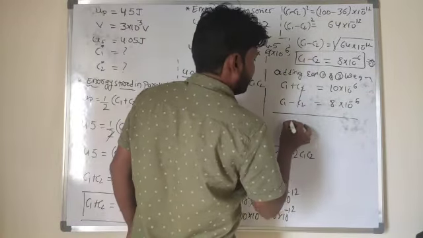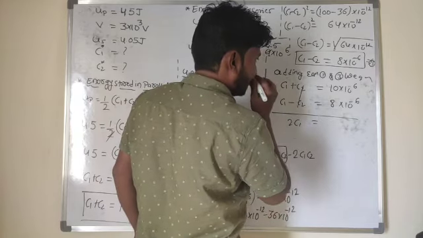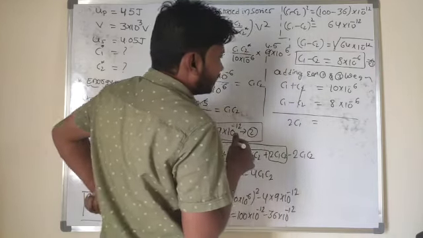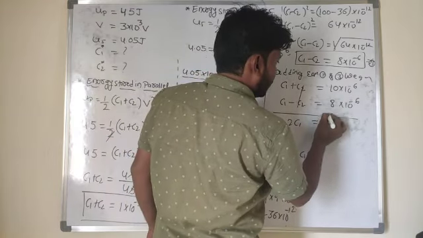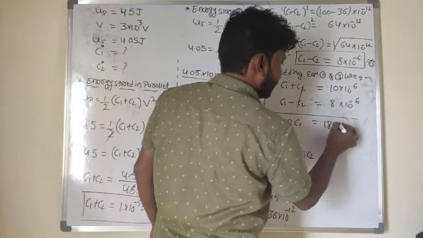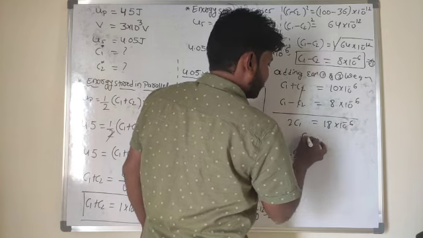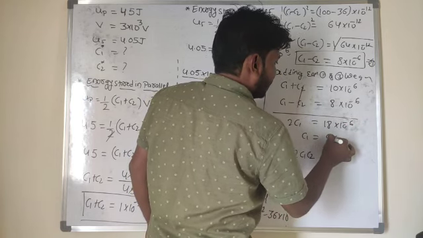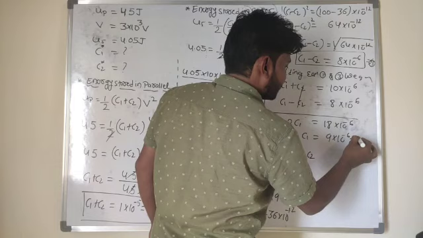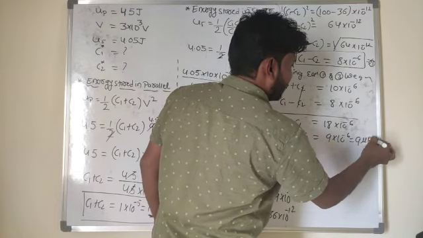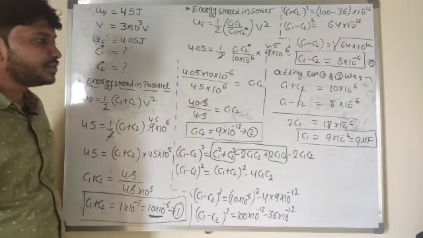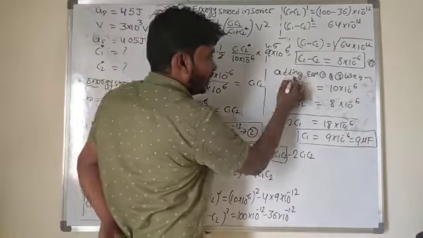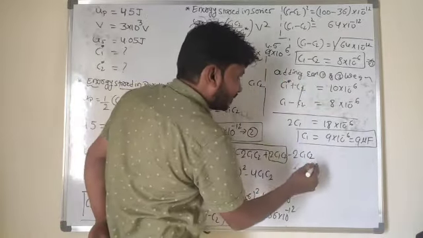So if I add, 2 times C1 is equal to what? That is 18. If I take 10 to the power of minus 6 common, C1 is equal to 18 by 2, 9 into 10 to the power of minus 6, or 9 microfarad. What is that individual capacitance? C1 value is how much? 9 microfarad. So I got that C1 value, put it in equation 1 here.